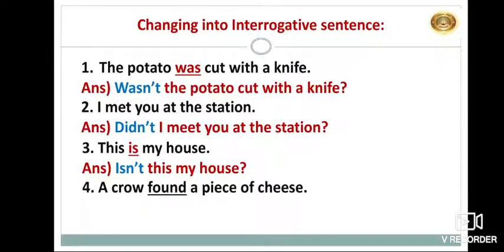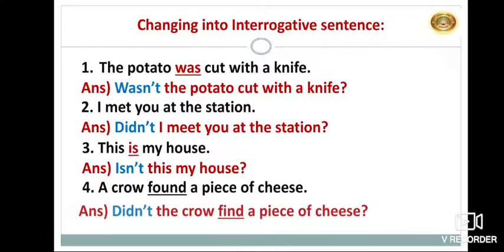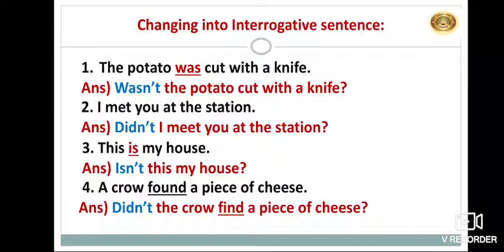Now see the next sentence. A crow found a piece of cheese. So the question is: didn't the crow find a piece of cheese? Now we have made a question. And in the sentence, "found" will become "find" in the question. So I hope you have also understood this concept of changing a positive or negative sentence into an interrogative sentence.